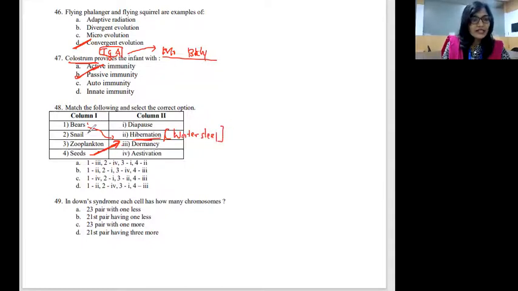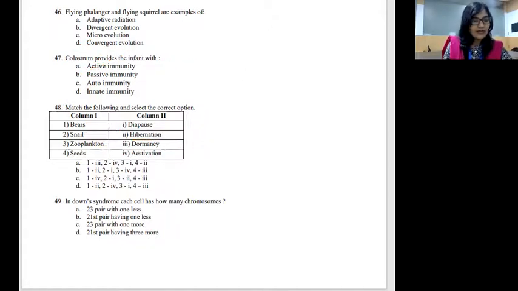And then snails are going to be aestivation, which is summer sleep. When they feel very, very warm, they go to water bodies and stay there in summer sleep. Okay, and then zooplanktons, what about zooplankton? Diapause. Diapause is an inactive dormant state that you will see in zooplanktons. And seed is going to be dormancy.